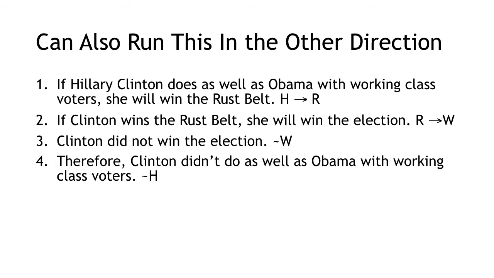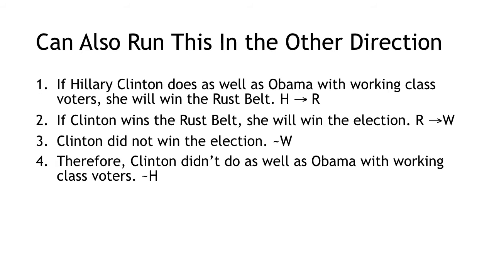So if H, then R; if R, then W. If she wins the Rust Belt, she'll win the election. W being win the election. Well, Clinton did not win the election, not W. Therefore, Clinton didn't do as well as Obama with working class voters. Not H, right?